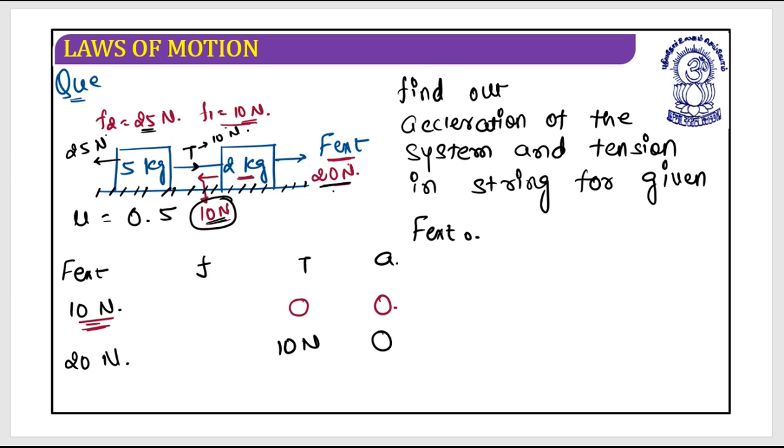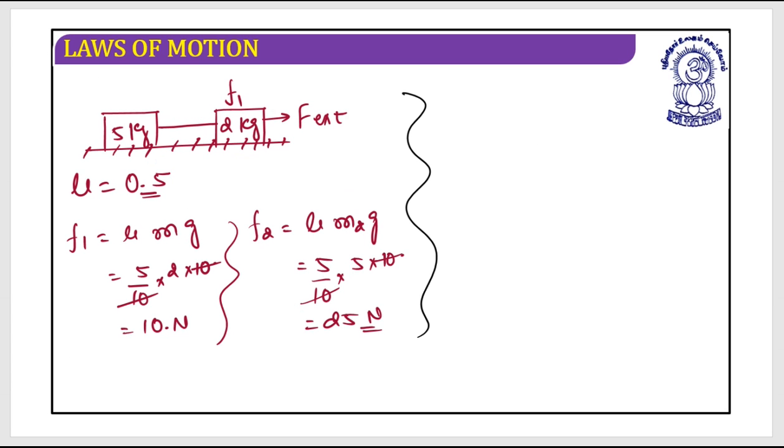Let's suppose you have applied a 15 Newton force over here. So this force is of 15 Newton now. So if this is 15 Newton, 10 Newton should be fed up to here. The remaining force could be considered over here, and that would be 14 Newton. Now what is the situation? The situation is something like this.